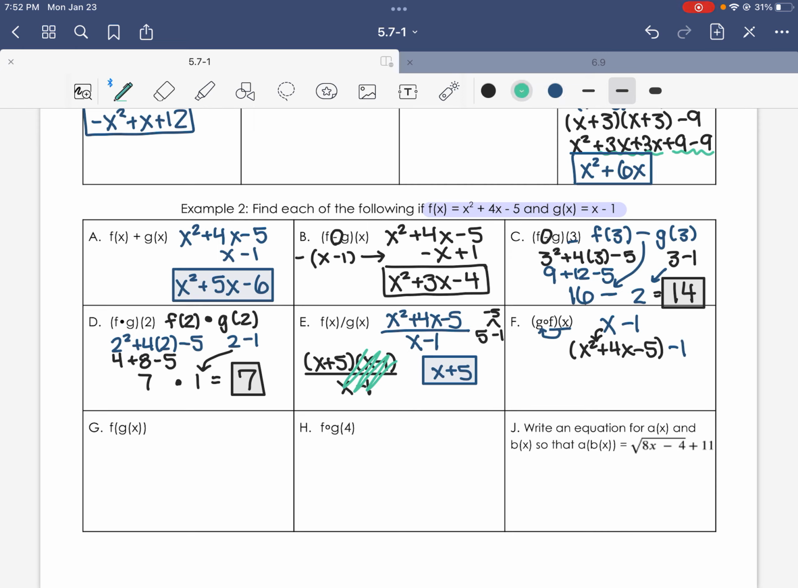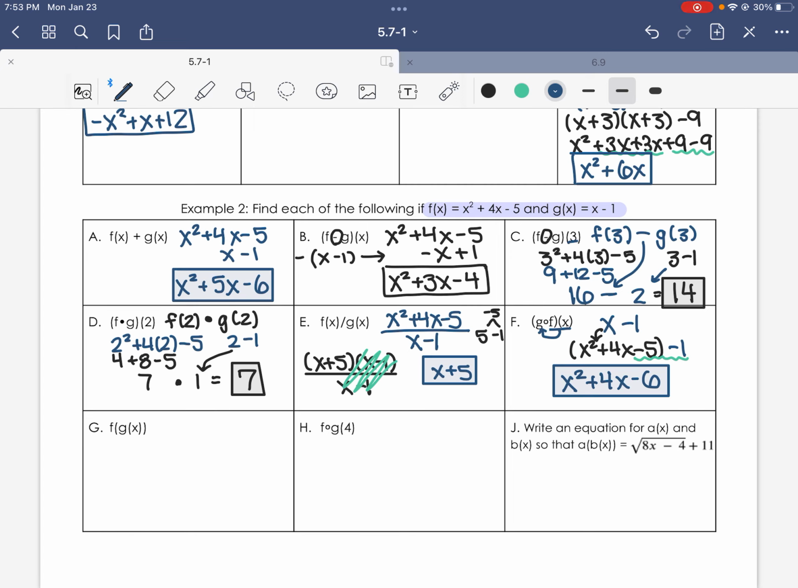Then that parentheses is not getting multiplied by anything or squared or anything, so you just add together your like terms right here, and that's pretty much it. The x squared and the 4x stay the same, but then you go ahead and add negative 5 and negative 1, which makes negative 6. Voila.